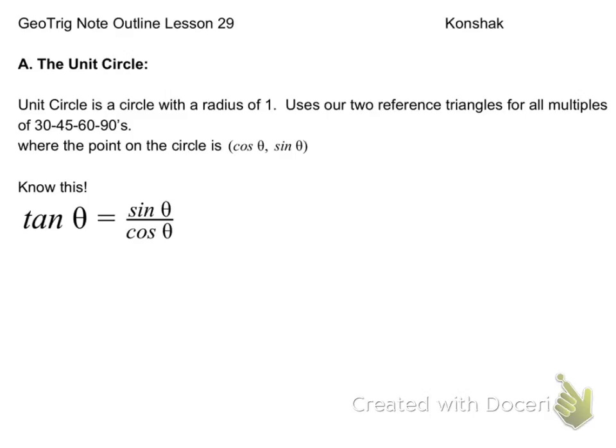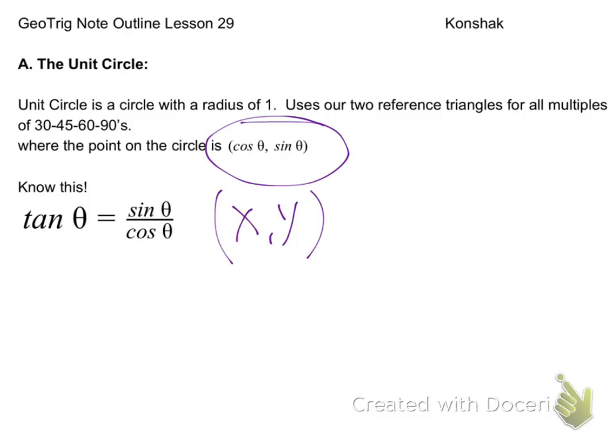So, an important part of this unit circle is this thing right here. The unit circle is made up of points that are going around the circle at intervals of 30, 45, 60, and 90 degrees. Each one of those points is made up of an x, comma, y, and x, comma, y is cosine theta, sine theta.